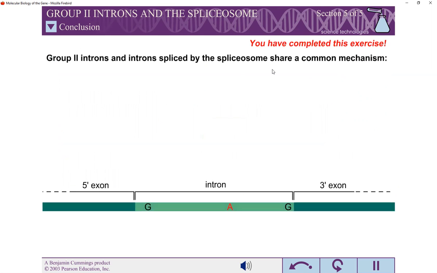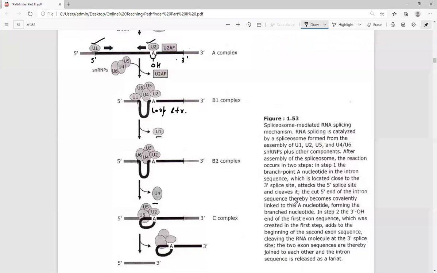You have completed this exercise. Okay, thank you. Now we must look at Pathfinder, what does Pathfinder say about the same process?